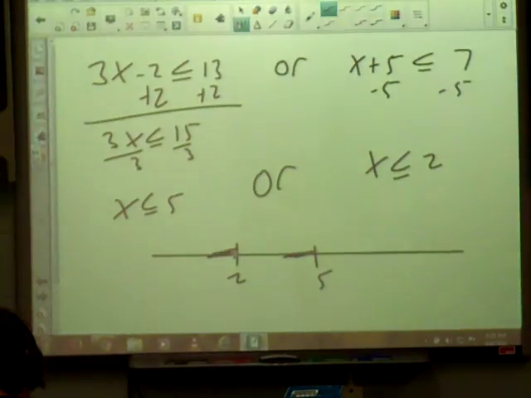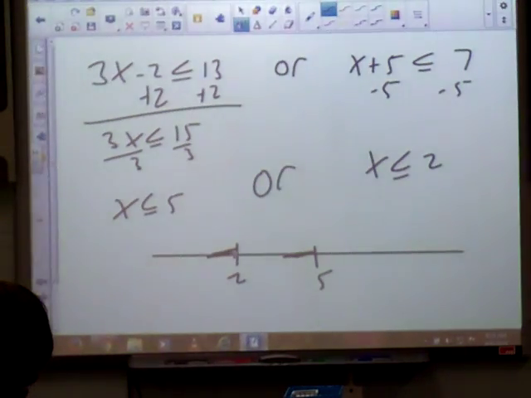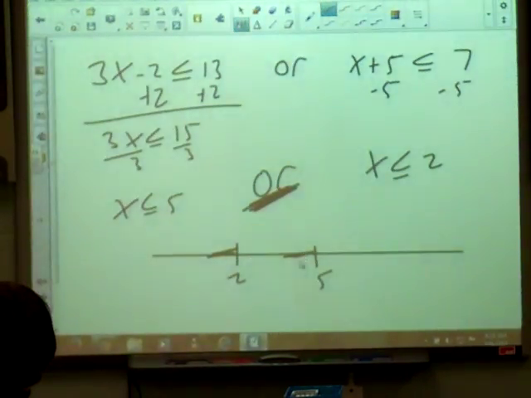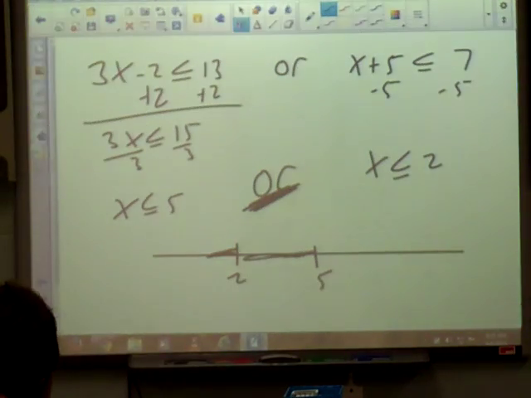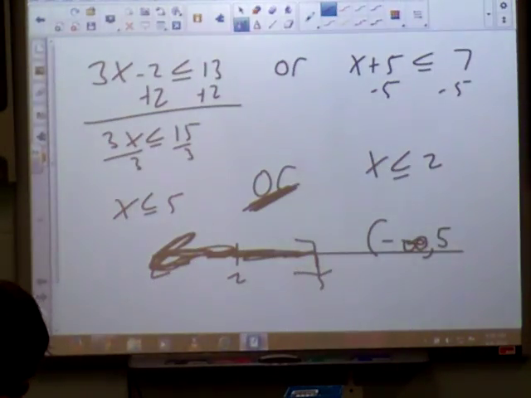Alright, now when we had one like this with our and a little bit ago, it had to be what satisfied both of them. What was less than 2 and less than 5, it would only be from here over, right? But this one doesn't say and, this is or. So could I be, for example 4, because 4 is less than 5? Could I be 4 and be less than 5 or less than 2? Yes, because of the word or. So when it's or, it's the bigger section that gets graphed. So we will graph everything there, and we need a bracket on our 5. So that would go from negative infinity to 5.